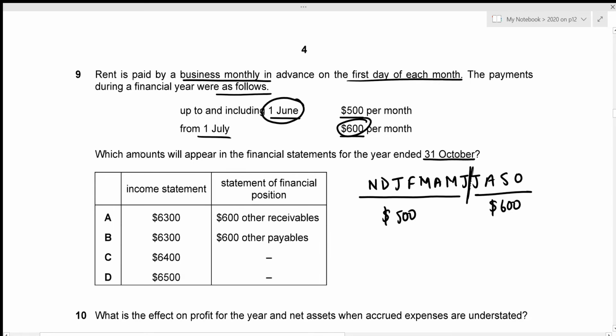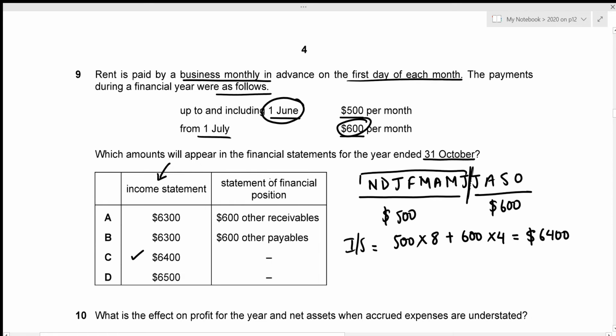Okay, now we need to figure out the amount to be included in the income statement as rent, right? And for income statement, we just need to record the rent value for all of the 12 months. So that's 500 for the first 8 months, right? So that's 500 times 8, and then 600 for the remaining 4 months. And this will give the value to be recorded in the income statement to be 6,400. That is given in option C.